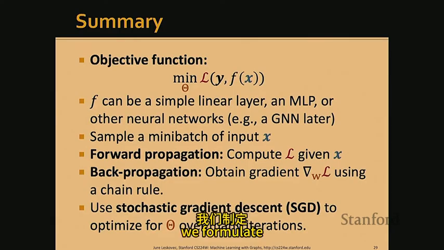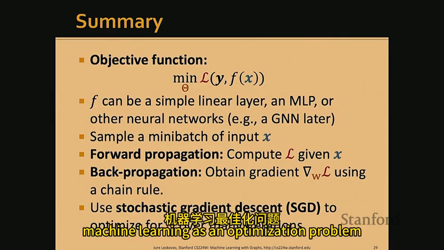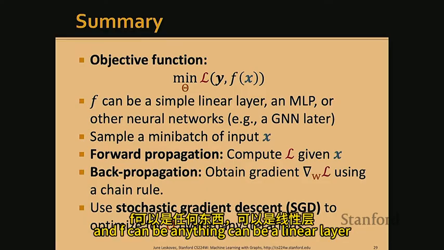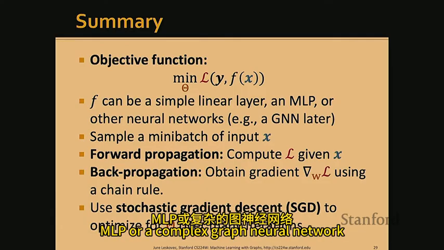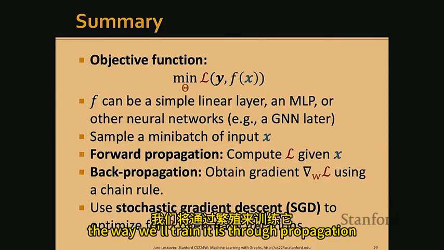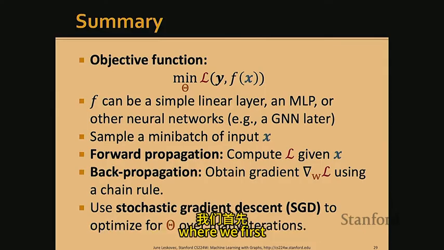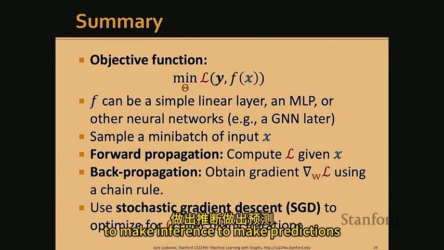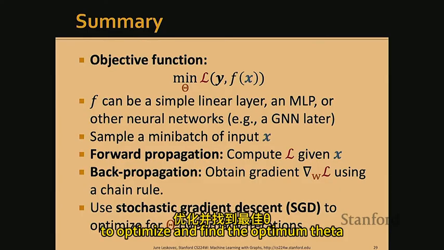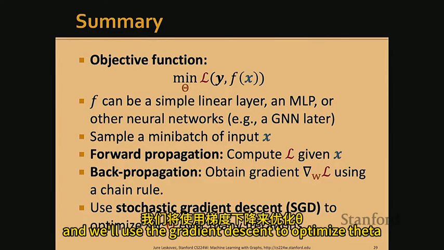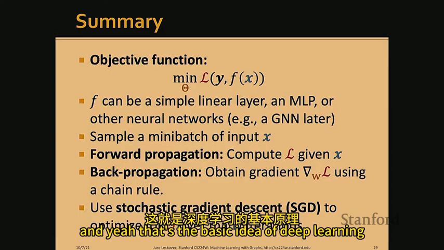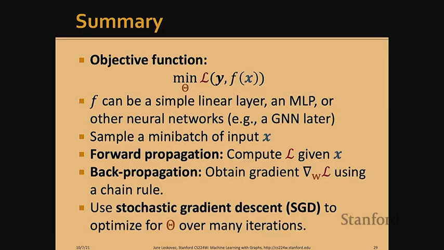And to summarize, we formulate machine learning as an optimization problem about finding the optimum theta for a deep neural network. And F can be anything, can be a linear layer, MLP, or a complex graph neural network. The way we will train it is through propagation, where we first forward propagate to make inference, to make predictions, and then we perform back propagation to optimize and find the optimum theta. And we'll use stochastic gradient descent to optimize theta over many iterations. And yeah, that's the basic idea of deep learning.